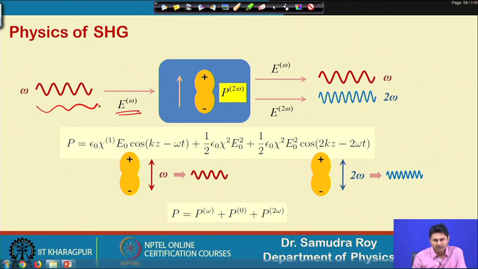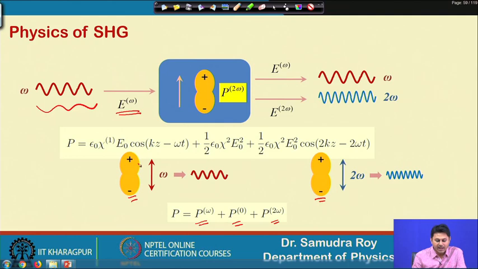This system has a nonlinear polarization. When we have a nonlinear polarization, the dipoles, which are represented by this yellow part, will vibrate inside the medium with different frequencies. The vibration of the dipole is represented by P. If you remember, P now has 3 components: P omega, P 0 and P 2 omega. So, the total P is represented in this box.